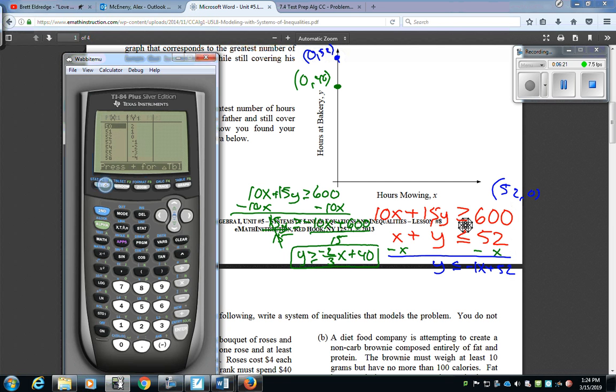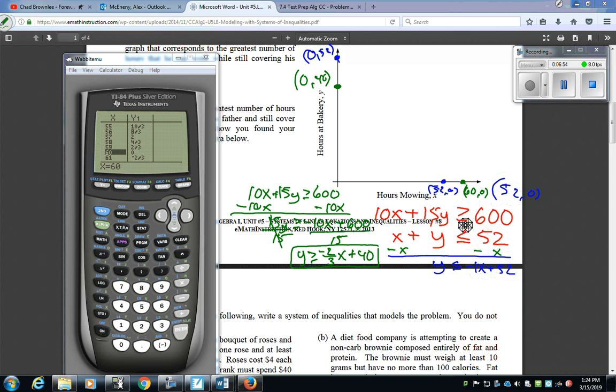Now I'm going to throw in the other inequality. So we got negative 2 over 3 x plus 40. Now I want to figure out when it gets to 0. So it looks like it gets to 0 at 60. So we got 52, 0 and 60, 0. So I'm going to put 52, 0 here. I'll put 60, 0 here.